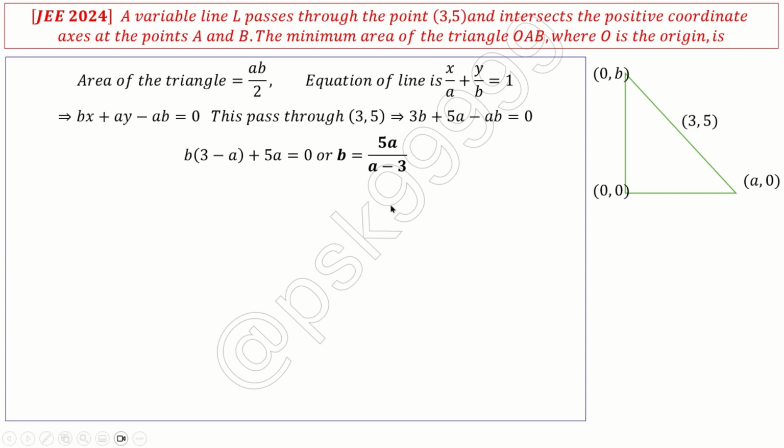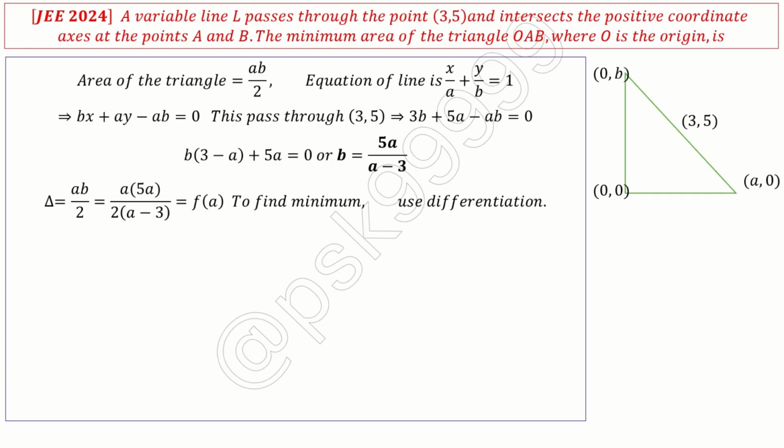Why am I doing this? I don't want two variables here. I want a one-variable function. Once I get the function of the area, then I can find the minimum of that function. So now the area of the triangle, delta, is equal to ab by 2. So a into b is nothing but a times 5a by (a minus 3). If I substitute, I get 5a square divided by 2 times (a minus 3). This is my function f(a), and I need to find the minimum.